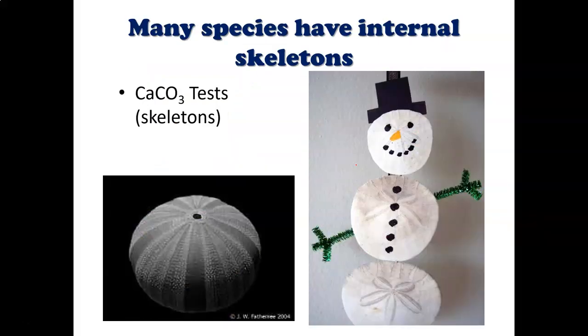Many of them have what are called tests, which is just another name for their internal skeletons. And they're usually made up of calcium carbonate. And calcium carbonate, if you're not aware, is basically limestone. And as ocean acidification occurs because CO2 levels are rising, creating more carbonic acid, a lot of urchins are basically dissolving.